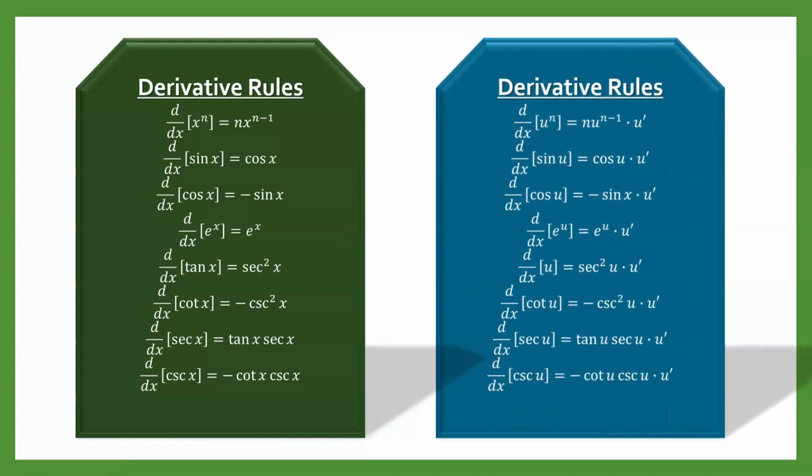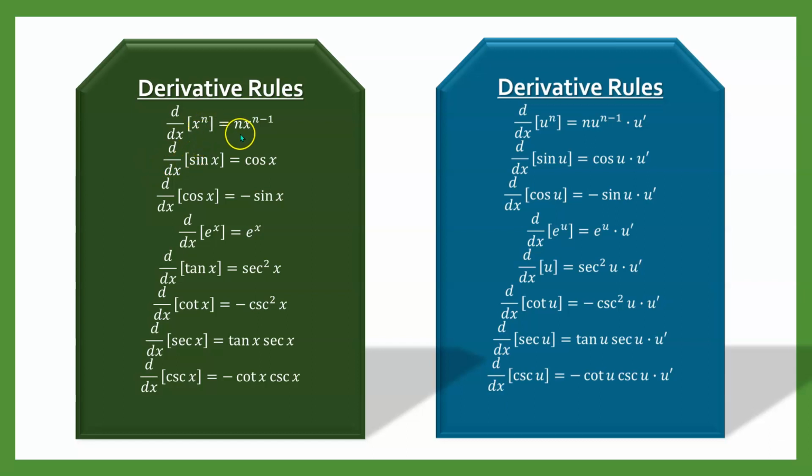And now, whatever the original derivative rule said about a function of x, the new derivative rule says about a function of u, but you have to multiply by the derivative of u. So for example, we already knew that the derivative of x to the n equals n times x to the n minus 1. Put that together with the chain rule, and we have that the derivative of anything to the n power is n times that anything to the n minus 1, times the derivative of the anything.